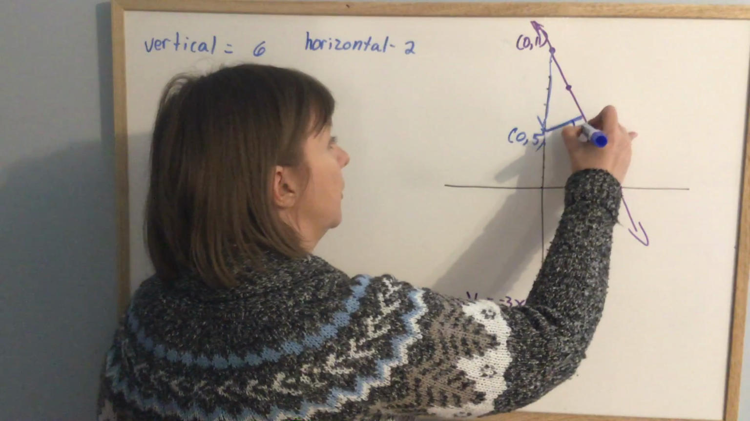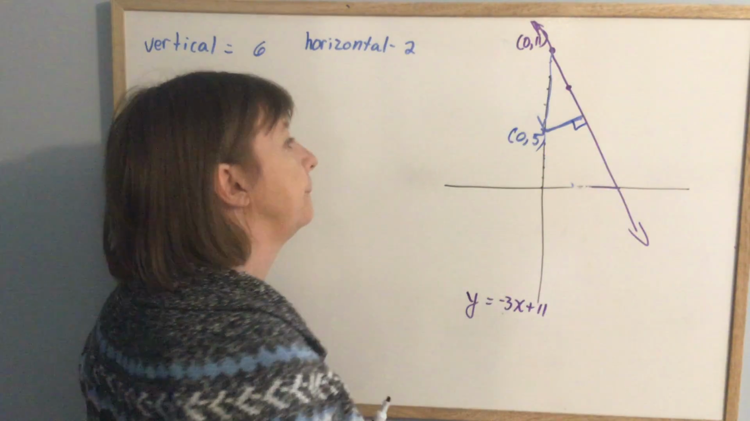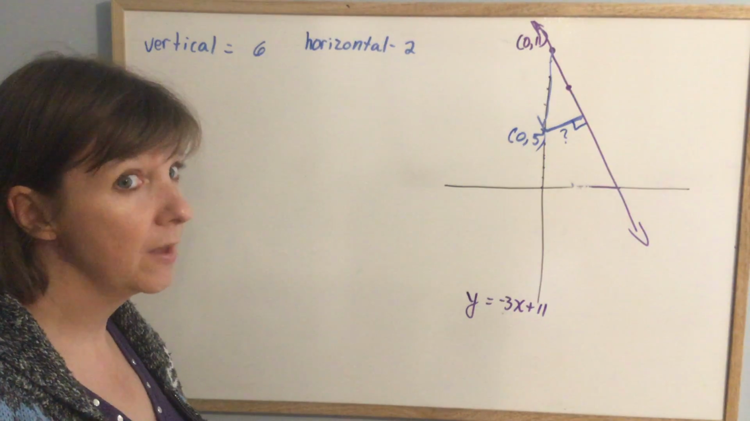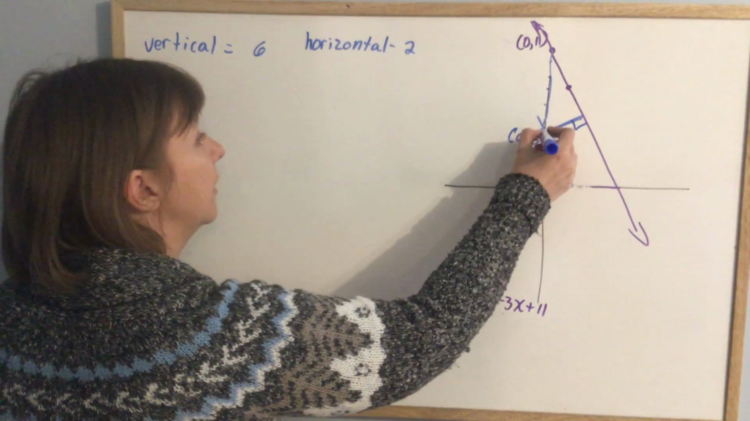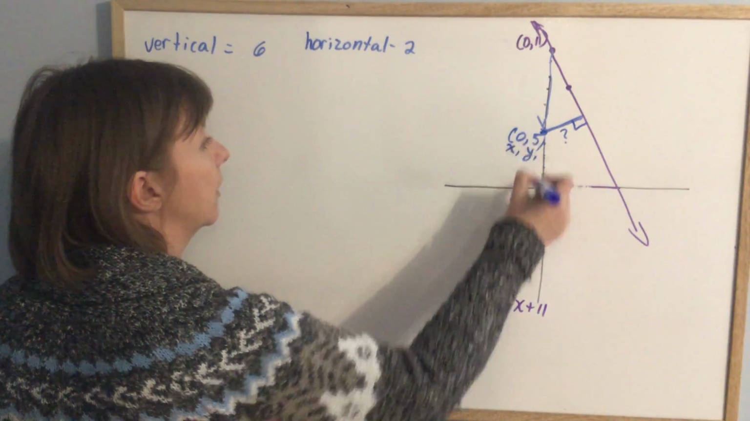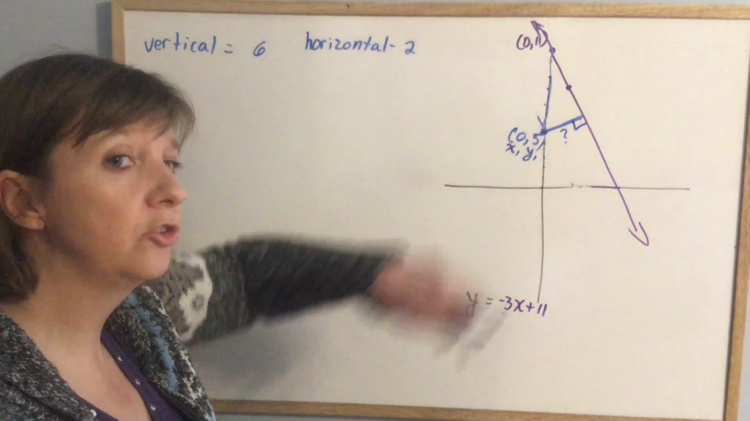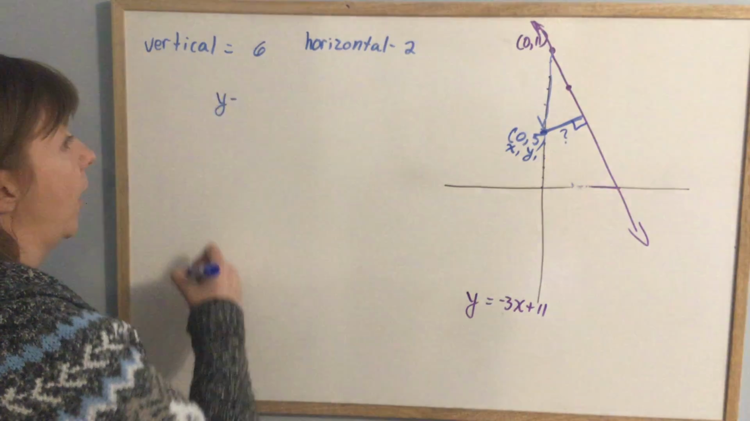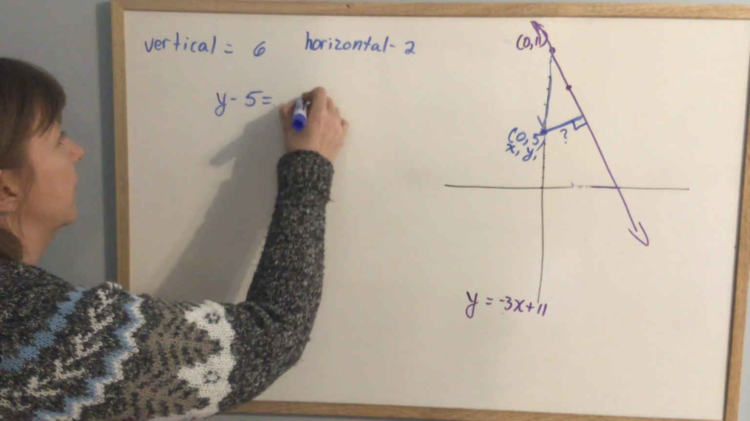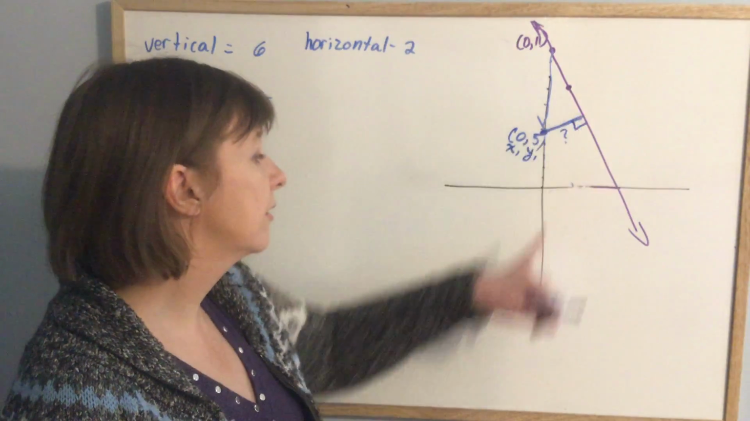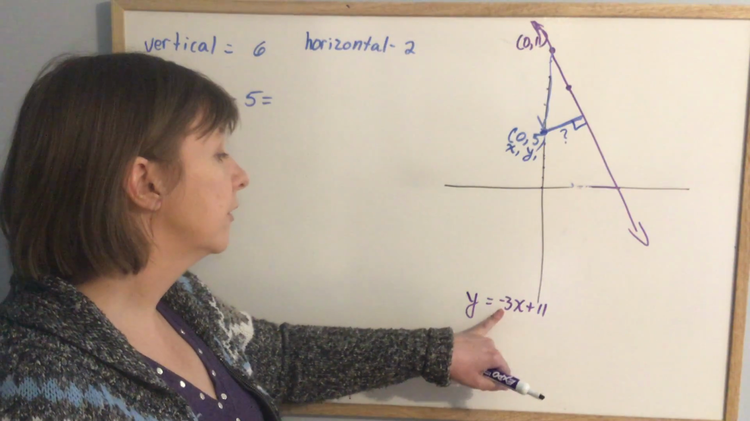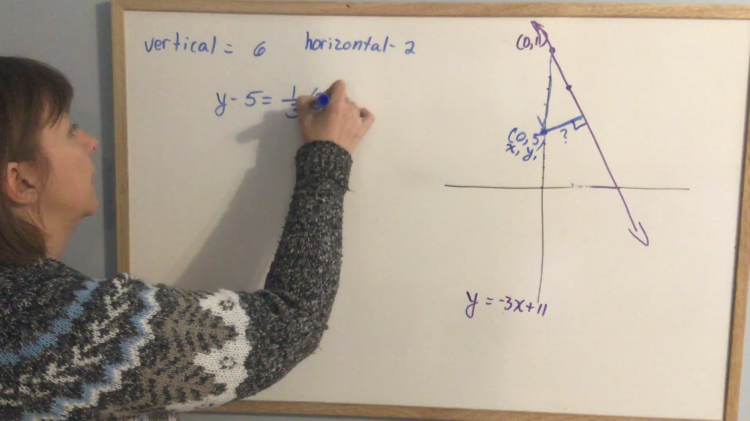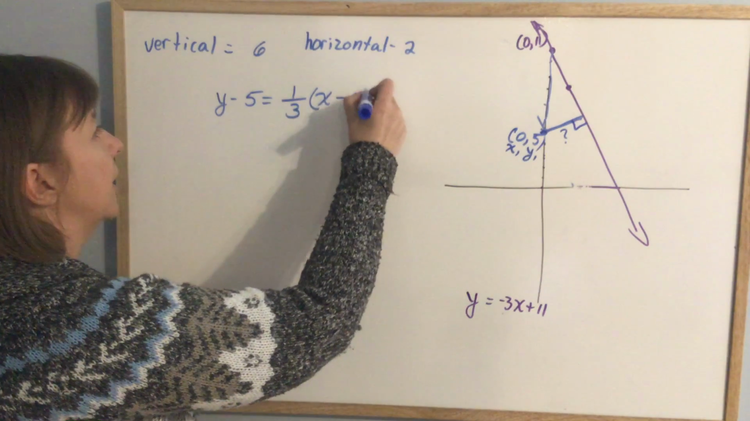I know that this is perpendicular to the purple line. So what I need to do is figure out an equation for that little blue line right there. So this would be an x1 and a y1, that point that I chose to start at, 0 and 5. So y minus y1, so y minus 5, is equal to slope. Now what's my slope? Well, my slope is perpendicular to this line. So this is negative 3 over 1, so it's going to be positive 1 over 3, and then x minus x1, so x minus 0.